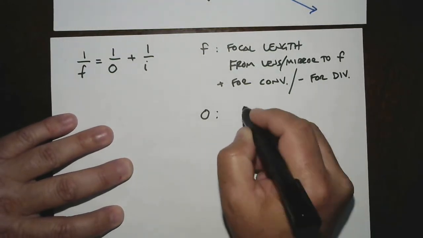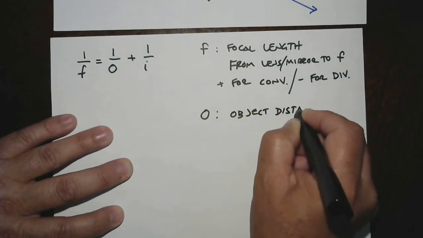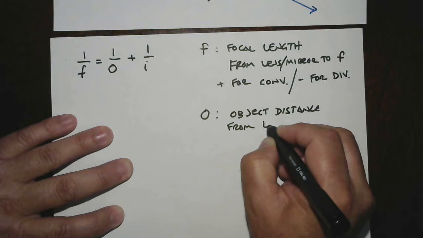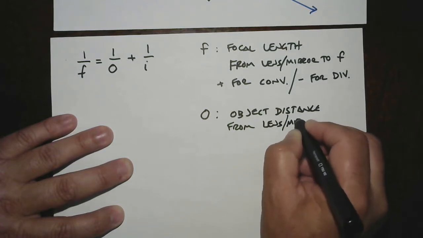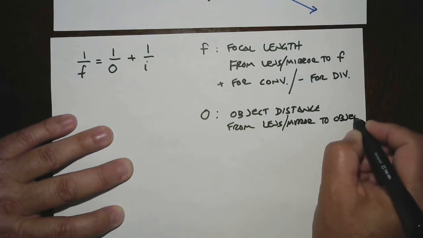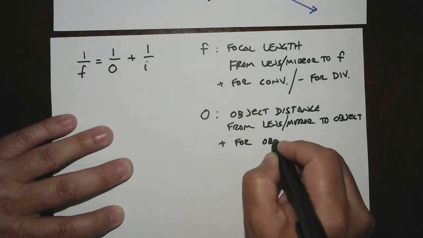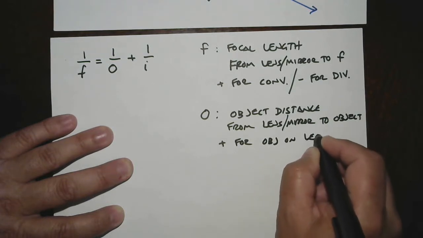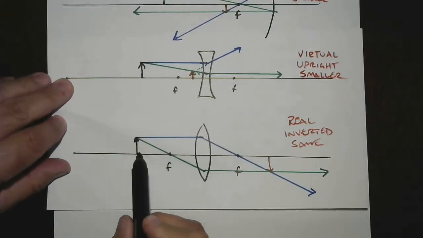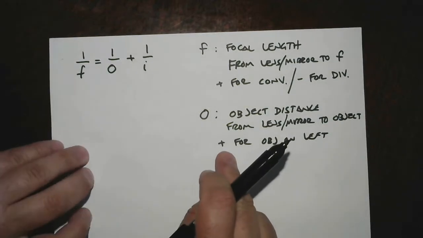Then o is the object distance, and that'll be measured from the lens or mirror to the object. That will be positive for object on left. And since most everybody puts the object on the left, in this drawing I put it to the left side of the lens or mirror, this is almost always going to be positive.